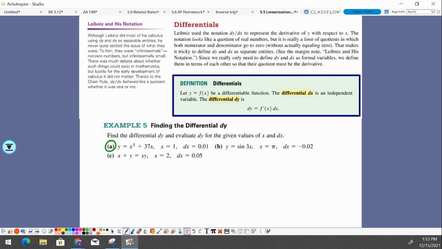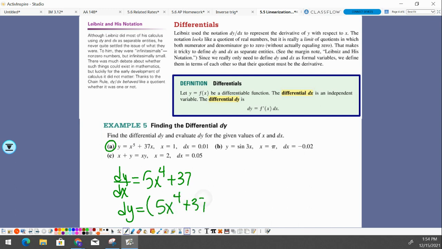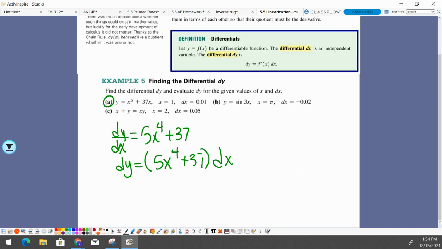So if we look at letter A, you can still start with dy/dx equals 5x to the fourth plus 37. Then just get dy by itself. Be careful, you want to have the entire right side as a quantity times dx. So this would be the differential dy. Then we're going to evaluate dy, plugging in 1 for x and 0.01 for dx.